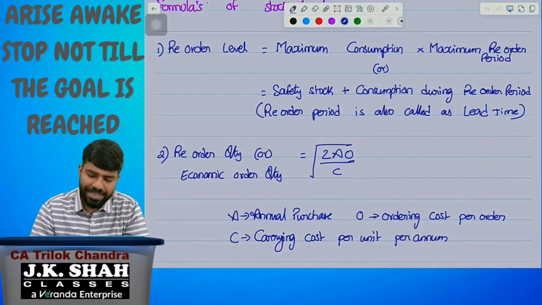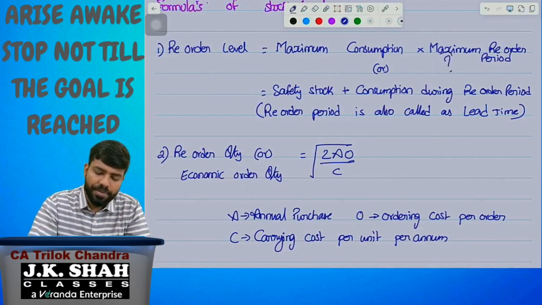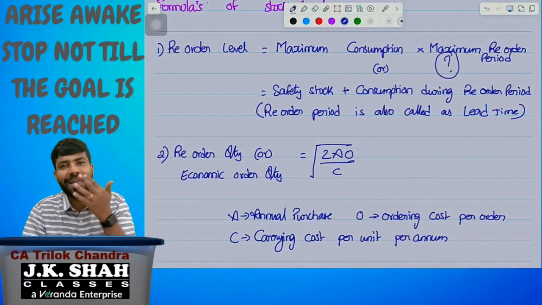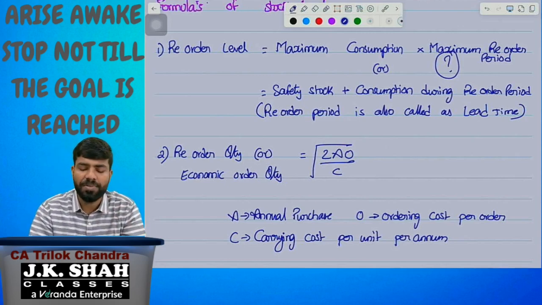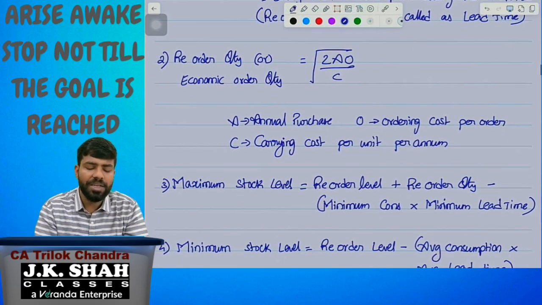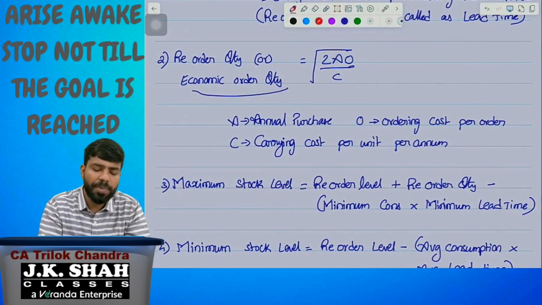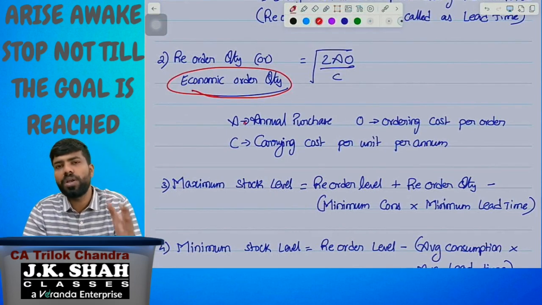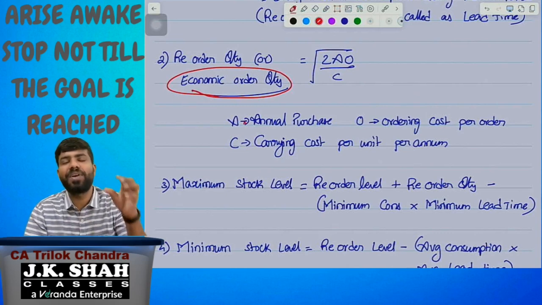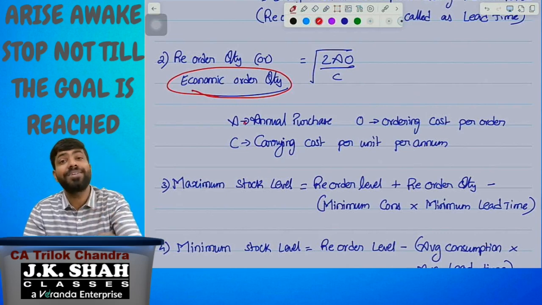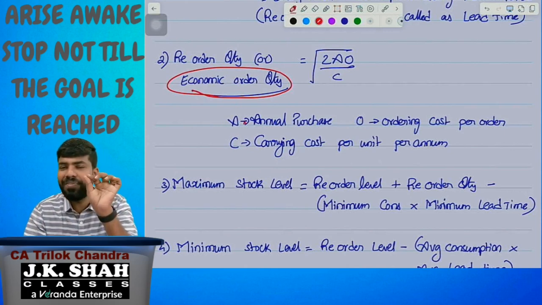First of all, let us understand why. Okay, before understanding why, let us revise all the formulas once. So, reorder level formula is maximum consumption into maximum reorder period or safety stock plus consumption during reorder period. Reorder quantity, how to calculate that? We are going to use the economic order quantity. We know the formula root of 2AO divided by C. A stands for annual requirement, O stands for ordering cost per order, C stands for carrying cost per unit per annum. Wording is very, very important.